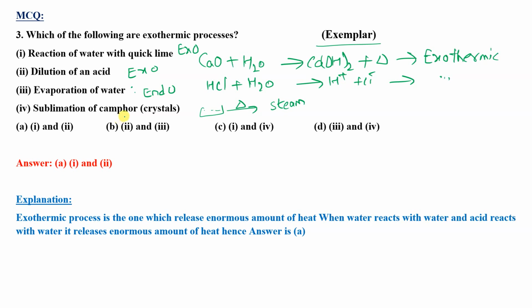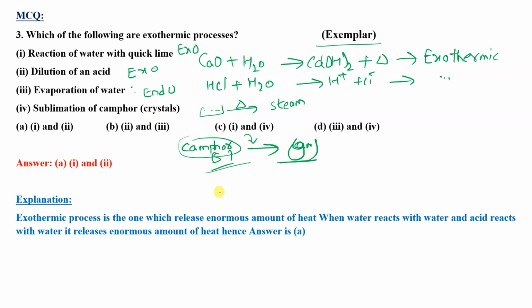Next is sublimation of camphor. Camphor is a white substance, like the camphor we use for lighting a lamp. This camphor, which is in solid state, converts to gaseous state. That is sublimation: it converts from solid to gas by absorbing heat. And he is not talking about burning of camphor, remember that. He said sublimation of camphor. Take camphor exposed to the air. After some time, the solid camphor converts to gas.